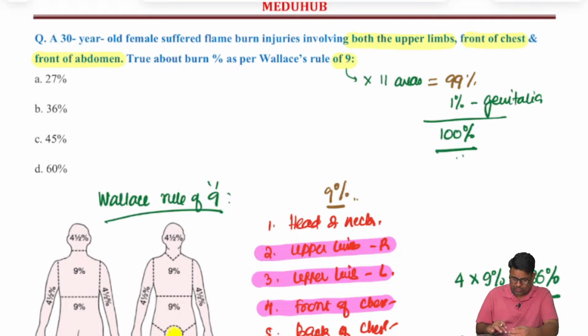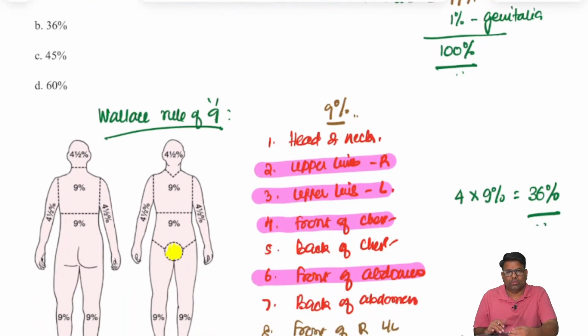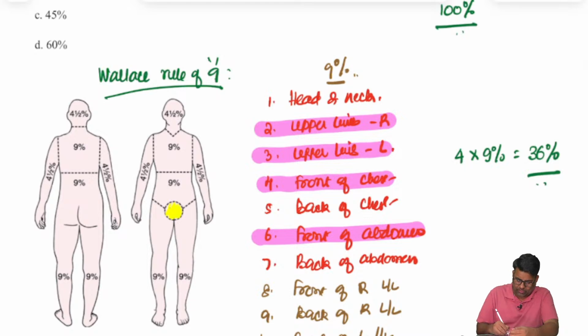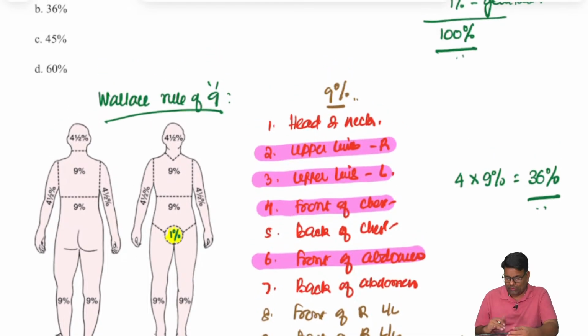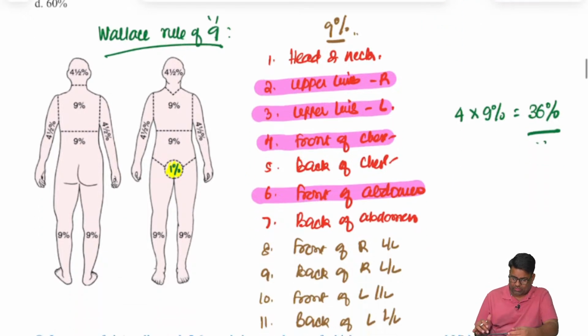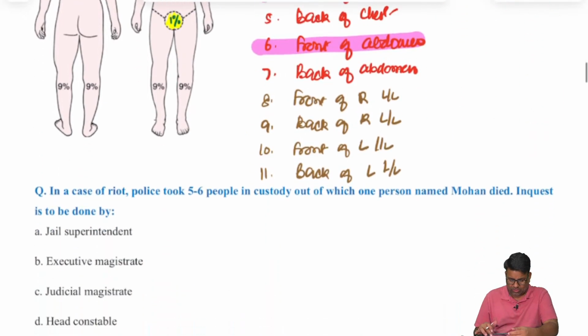We have divided the body areas into 11 segments having 9% each, and 1% is of course reserved for the genitalia or perineum, right? So this is how you can calculate the burn surface area. So please be well versed with this particular concept. Many times it has been asked in the past also.